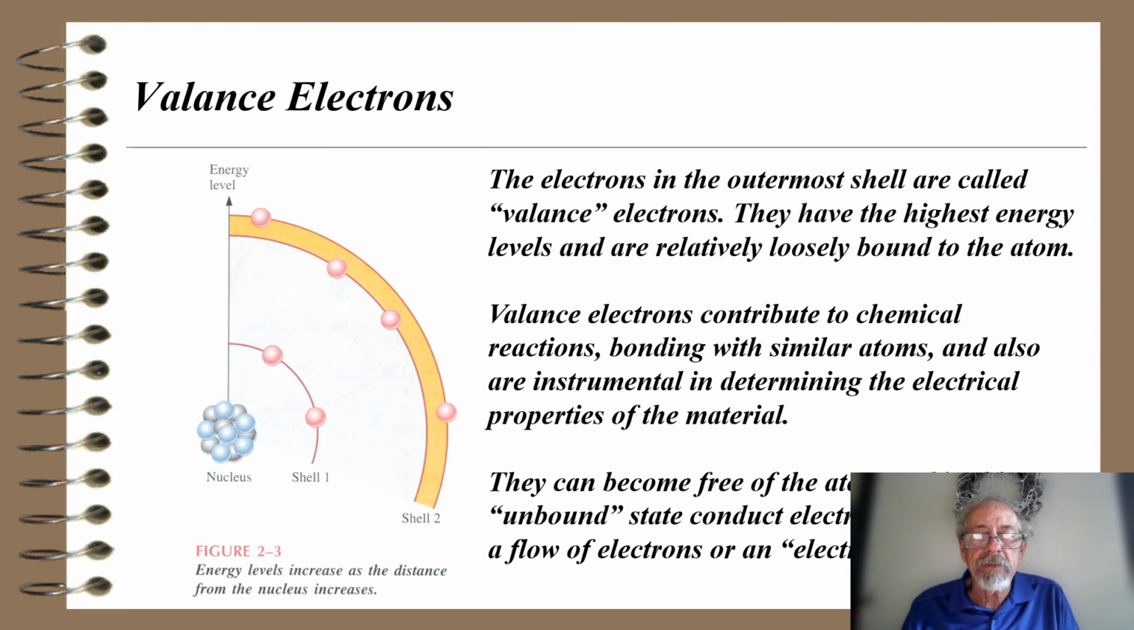So if we move on from this, we call the outermost electrons the valence electrons. They have the highest energy levels, and they're relatively loosely bound to the atom. The reason why they're loosely bound to the atom is the fact that they're further away. Valence electrons contribute to chemical reactions, bonding with similar atoms, and also are instrumental in determining the electrical properties of the material. They can become free of the atom in an unbound state, and in this unbound state, they conduct electricity in the form of a flow of electrons or an electrical current.